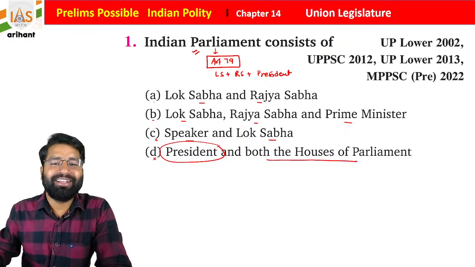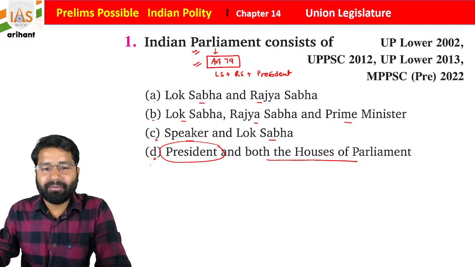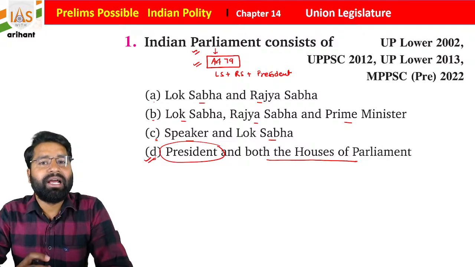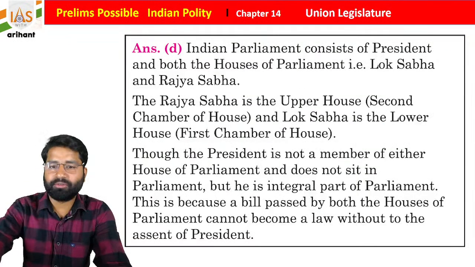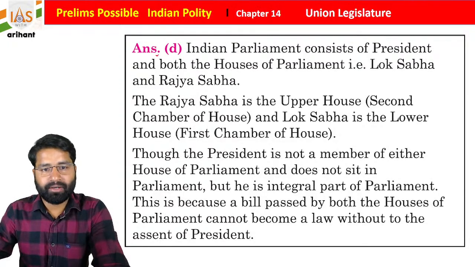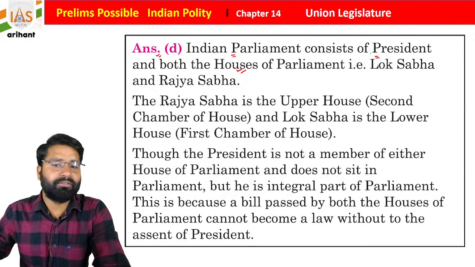Will say, sir, we already discussed under Article 79 of the Indian Constitution, Parliament consists of the President and Lok Sabha as well as the Rajya Sabha. I hope you all are able to understand. Now we are moving towards the explanation part. Okay, so here the Indian Parliament consists of both Houses of the Parliament, that is Lok Sabha and Rajya Sabha, including the President of India.